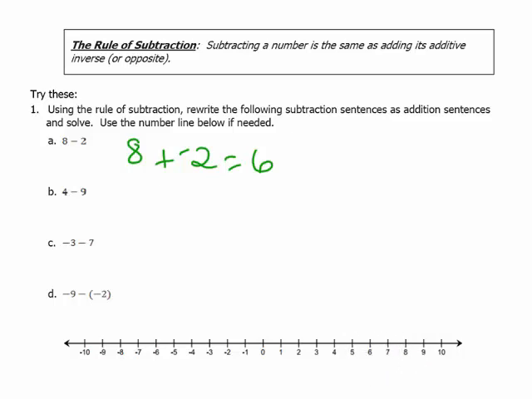All right, 4 minus 9, so we're going to keep the first number, change subtraction to addition, and take the opposite of 9, which is negative 9. So 4 plus negative 9 is negative 5. They're opposite signs, and we have to take the sign of the larger. Again, on your number line, if I start at 4 and I count down 9, you end up at your negative 5. So you can always go back to the number line if that helps you.